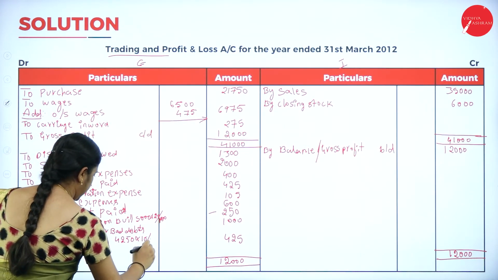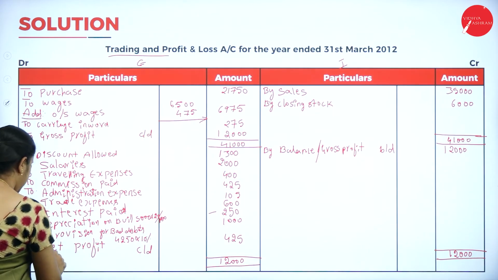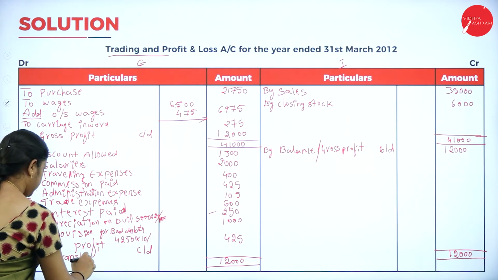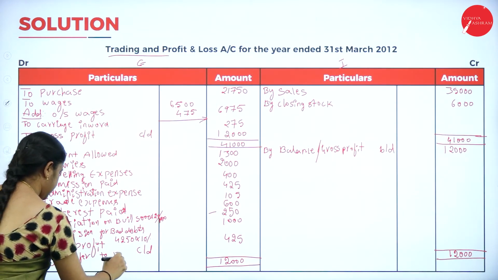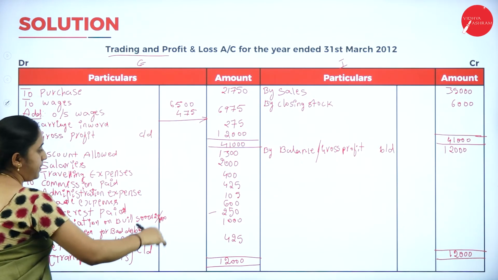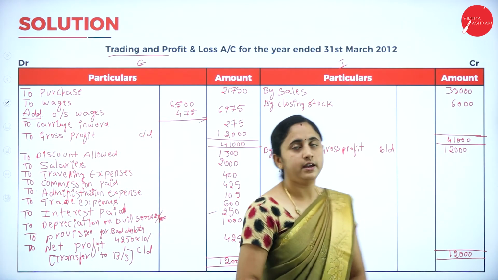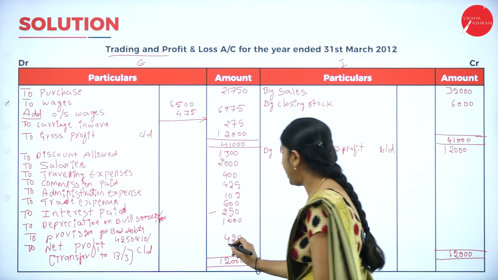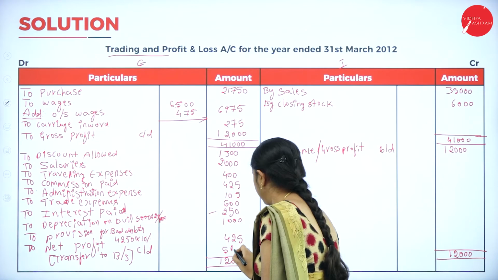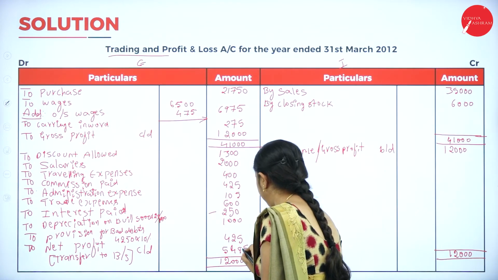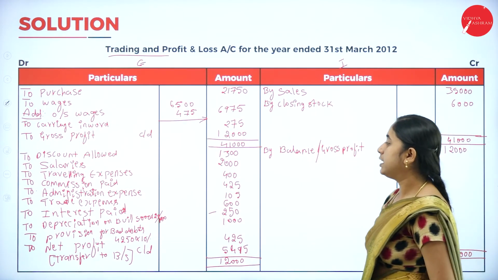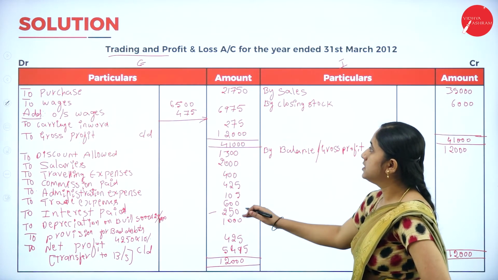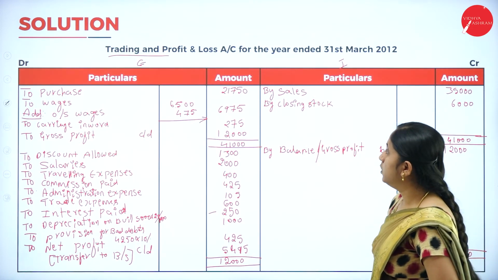Net profit carried down and transferred to the balance sheet. Now find the difference between the debit and credit side of the profit and loss account. Net profit is 5,495. 5,495 is your net profit. It should be transferred to the balance sheet. So this is the trading and profit and loss account.